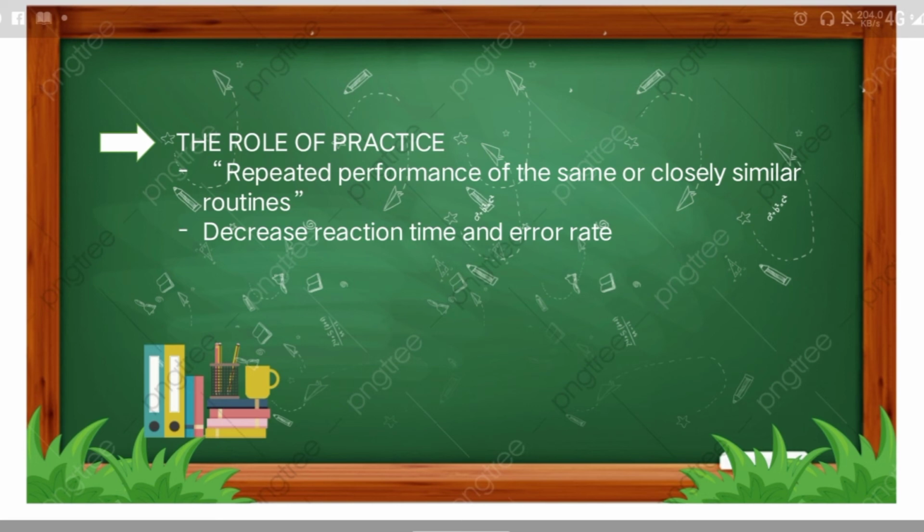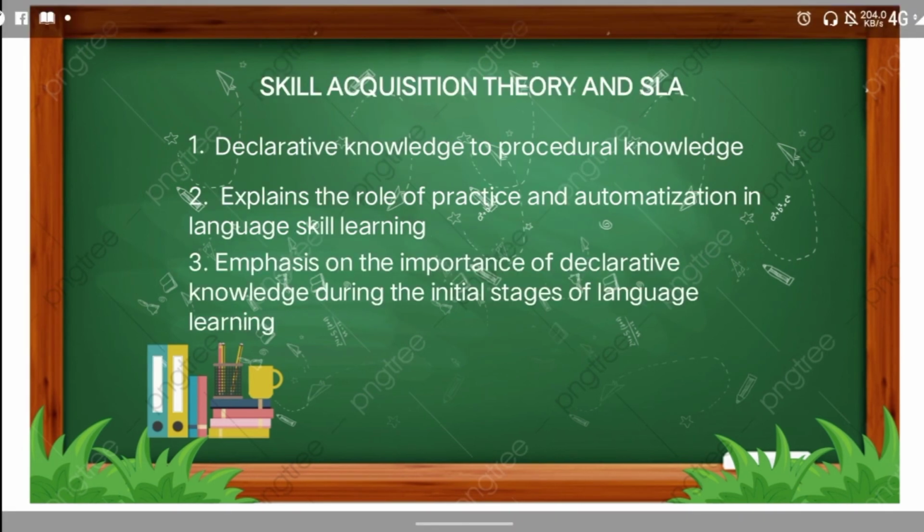Now, the role of automation in skill learning, especially in language performance, is to free one's attention for tasks which require it. So basically, practice is needed for automation of knowledge, and practice can also decrease reaction time and error rate.